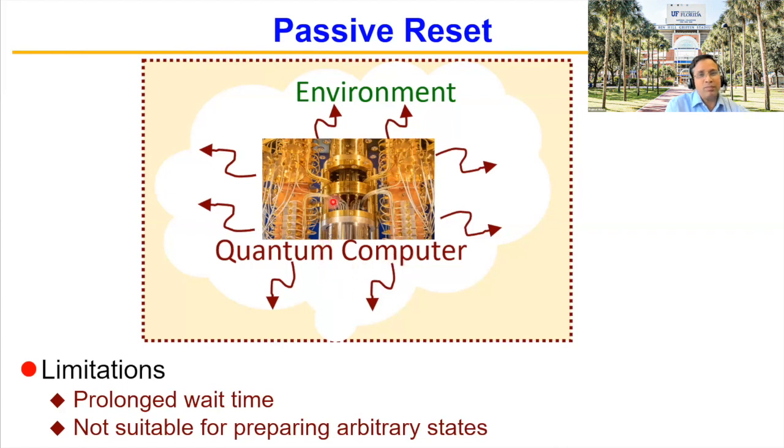But the problem with passive reset is: how long do I wait? And you have a lot of qubits. The environment needs to be significantly cooled. There is a cost of cooling. Also, it's not suitable for preparing an arbitrary state. Remember, when I'm doing any computation, it's not always the case that I have to start with a reset state or ground state. I may want to start with some other arbitrary state. So you can't prepare an arbitrary state using passive reset. You have to do passive reset, and then apply some gates or some computation to reach the state.